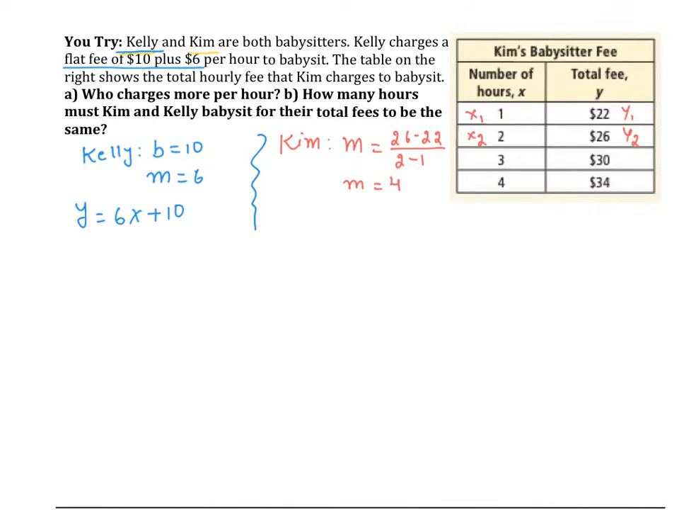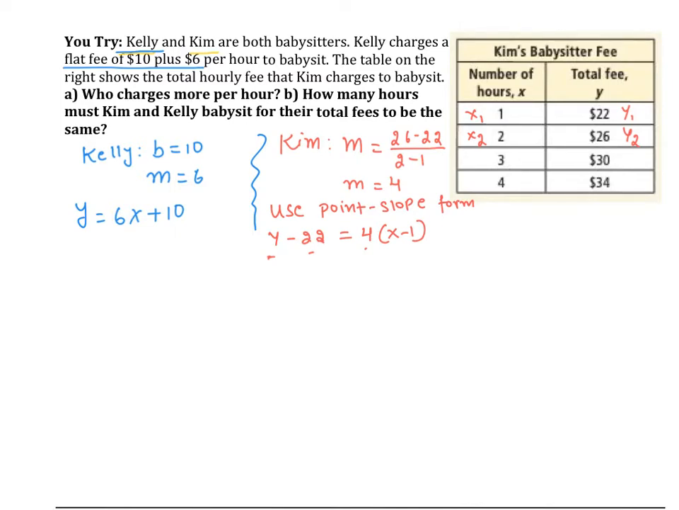Now we are going to use the table to make an equation for Kim, and we need the y-intercept and slope. To find the slope, we are going to use the slope formula, that is y2 minus y1, which is 26 minus 22 on the top, divided by x2 minus x1, on the bottom it should be 2 minus 1. So 26 minus 22 is 4, and on the bottom you got 1. So you got the slope, and now we are going to use the point slope form to find the equation. The point slope form is y minus y1 equals slope times x minus x1.